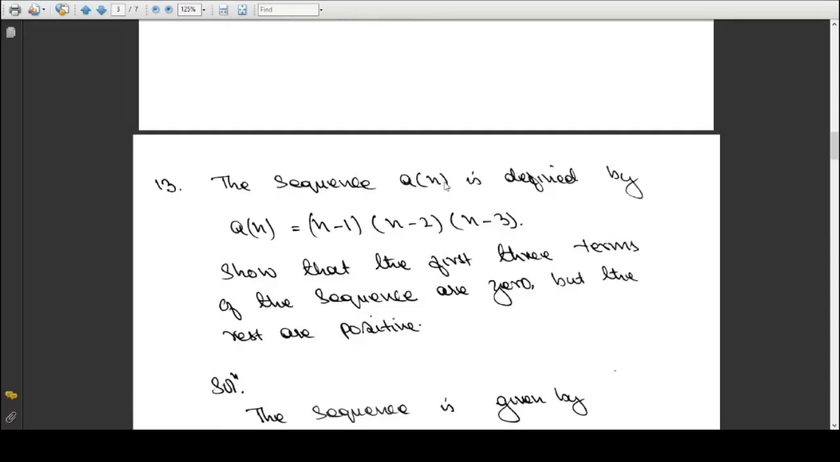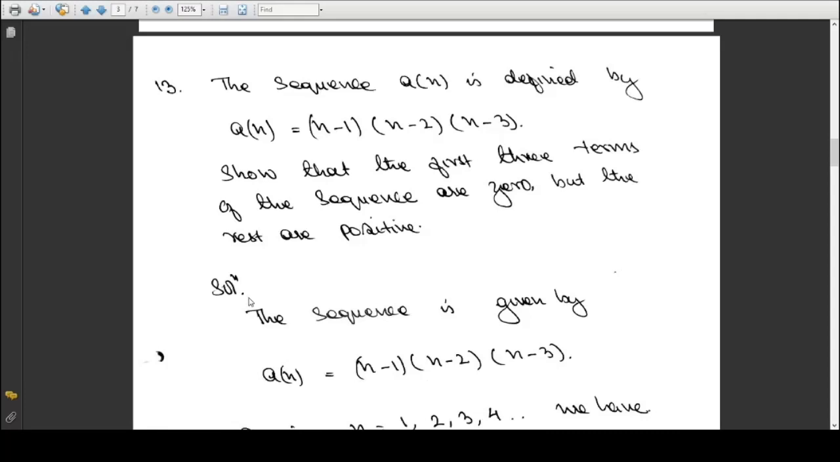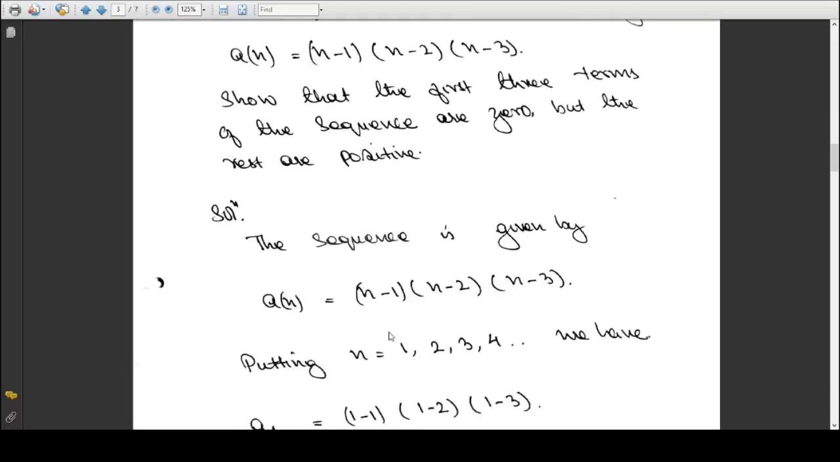The sequence is defined by this rule: a_n equals (n minus 1)(n minus 2)(n minus 3). Show that the first three terms of this sequence are 0, but the rest are positive. The first three terms are 0. You have to show that they are 0, and the rest are positive. Now the solution for this: the sequence is given by this rule, a_n equals (n minus 1)(n minus 2)(n minus 3). That means a_n is the product of n minus 1 with n minus 2 with n minus 3.